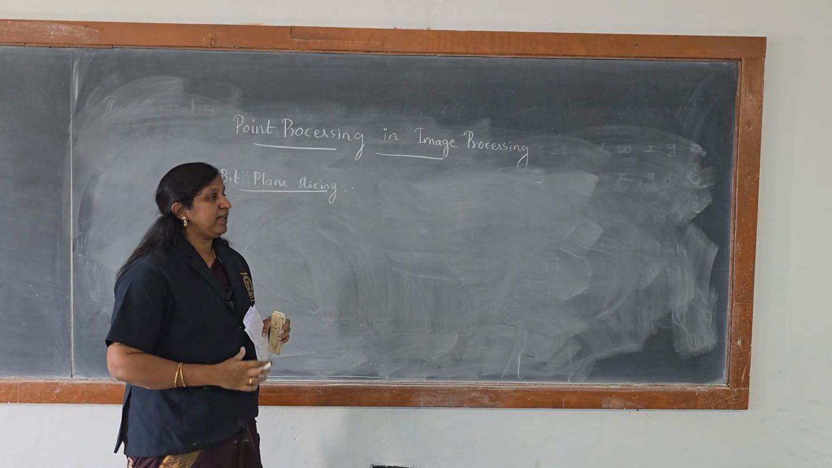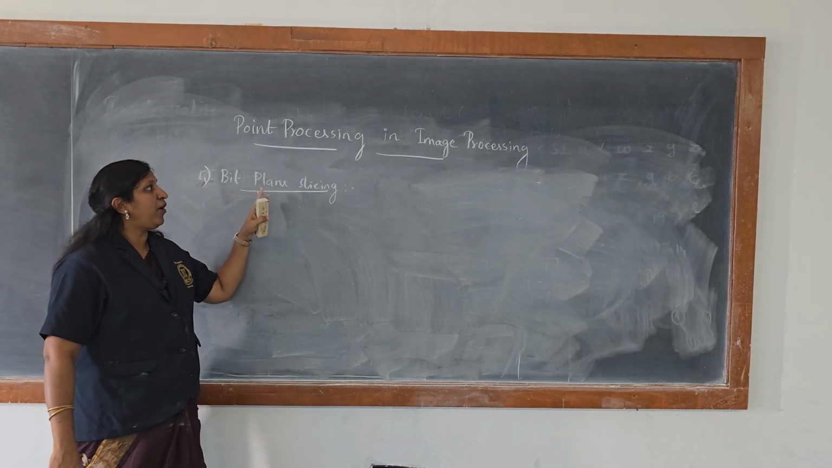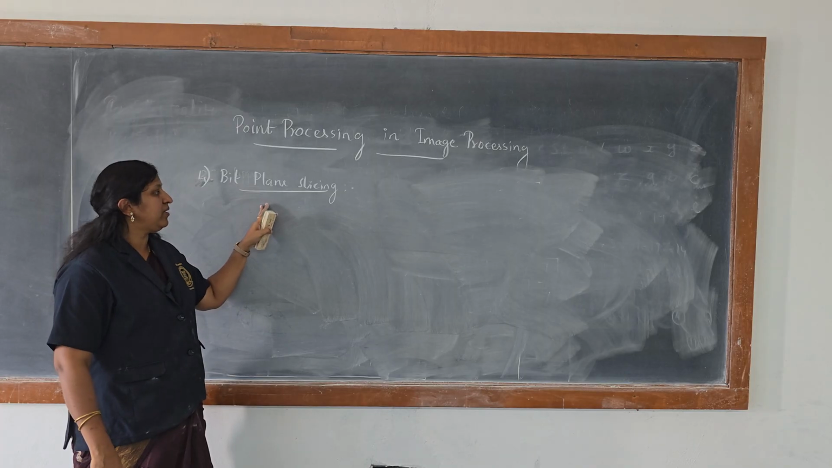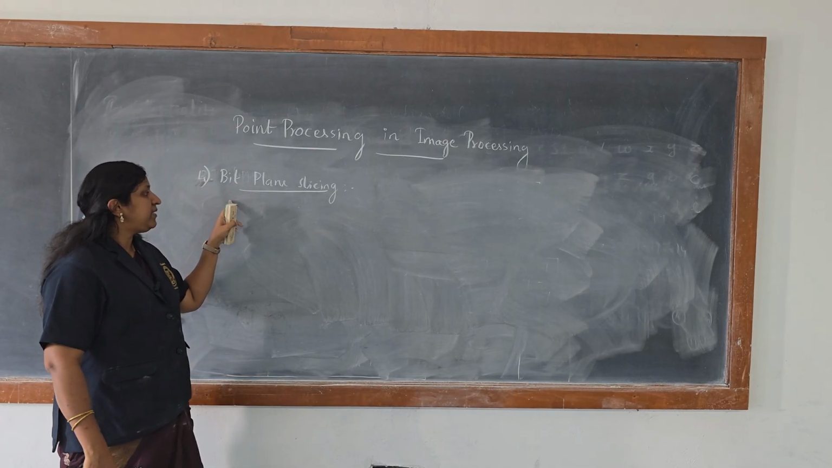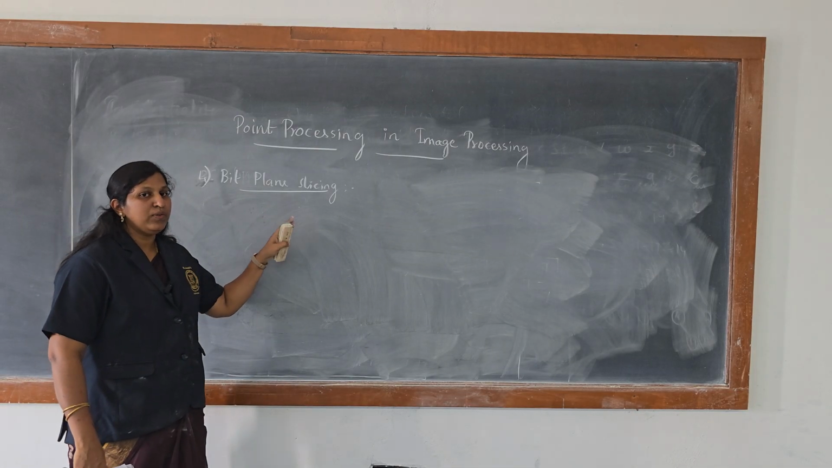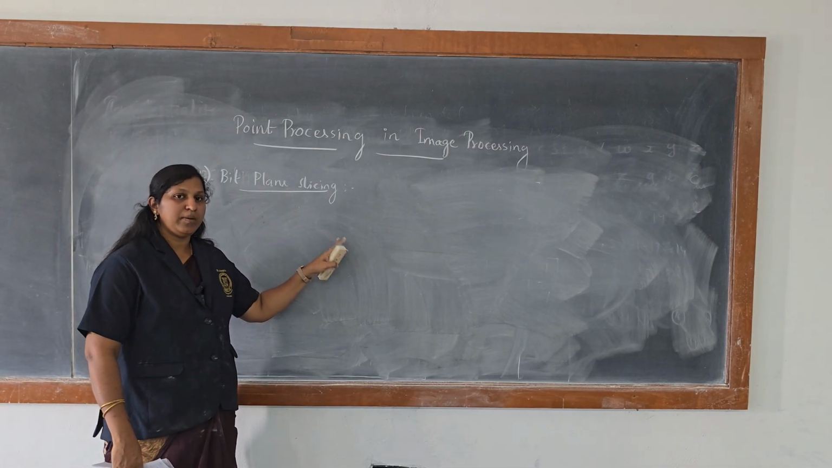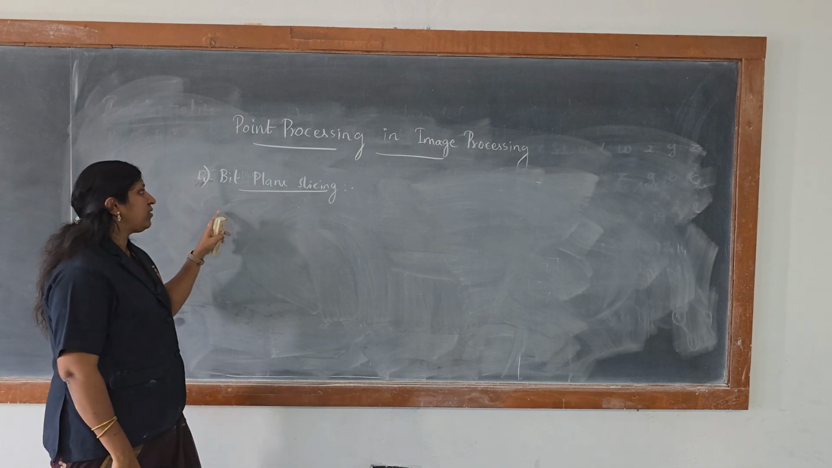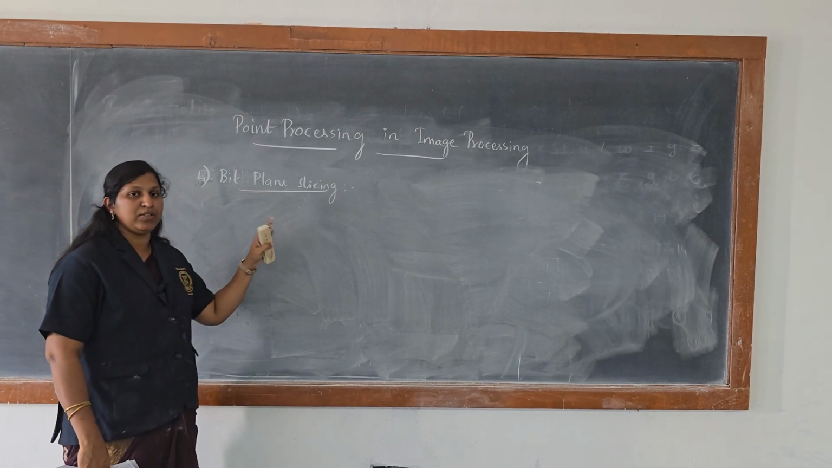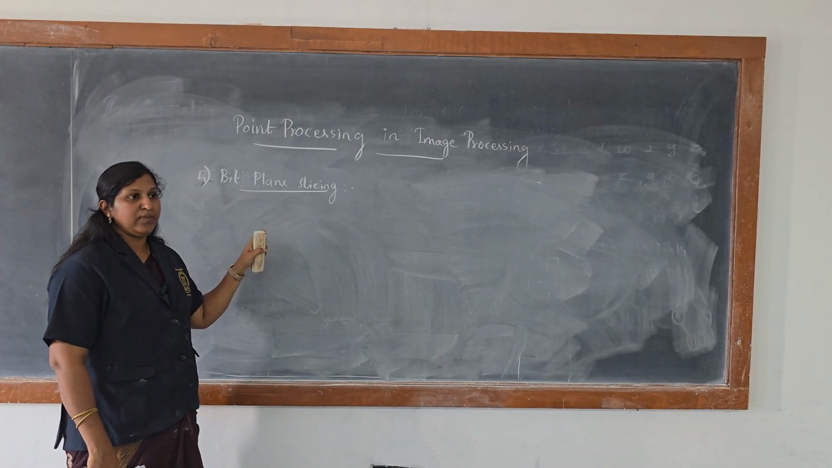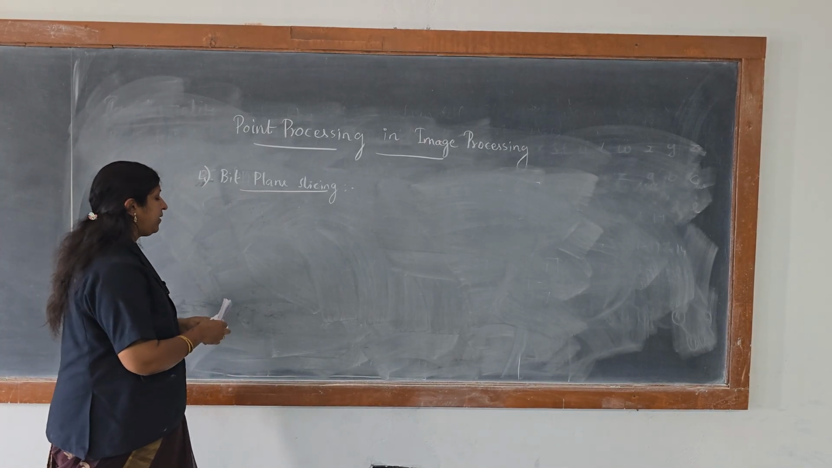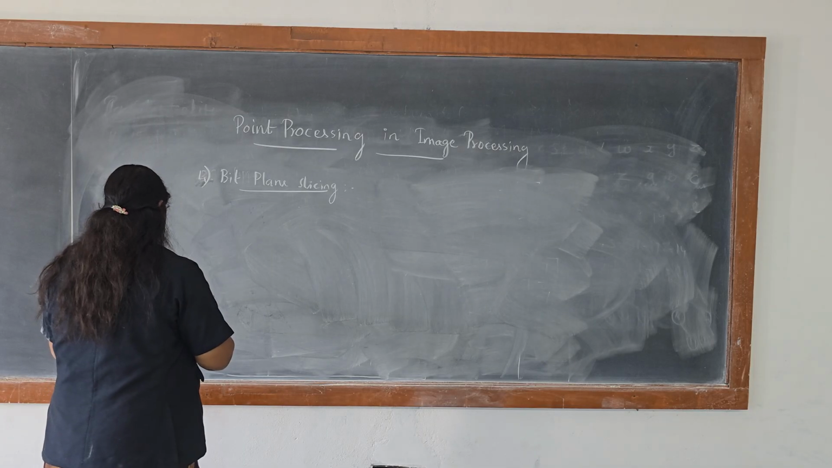Bit plane slicing is a kind of point processing. Here we are transforming a digital image into a number of binary images. The process of converting a digital image into a number of binary images is called bit plane slicing. We can see how it performs.